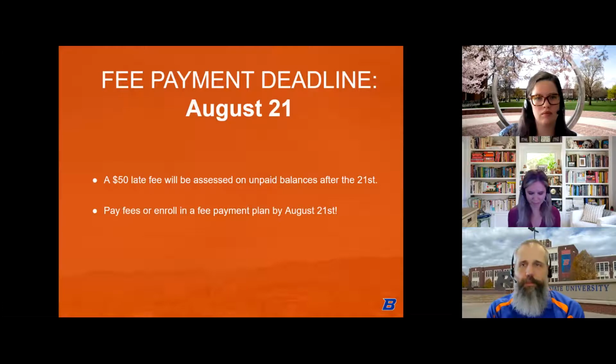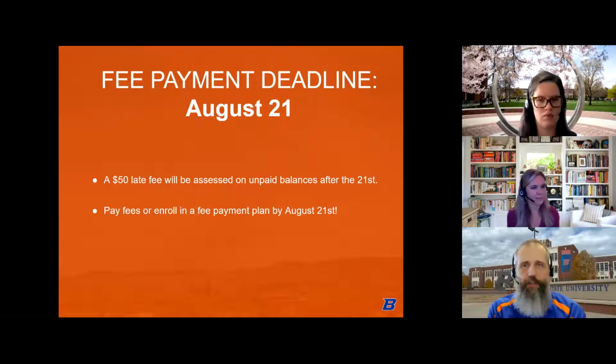So coming up here for the fall semester, the fee payment deadline is going to be August 21st. If anybody is using financial aid and has that set up and ready to go before that date, I believe it's usually about 6 or 7 days before that, they process the financial aid, they post it towards any fees on your Boise State account.